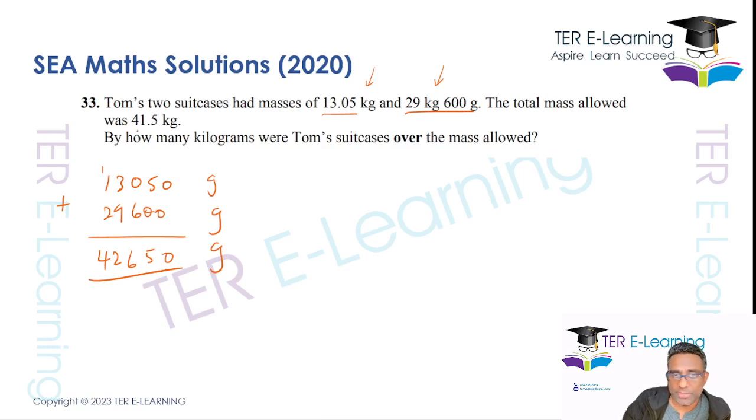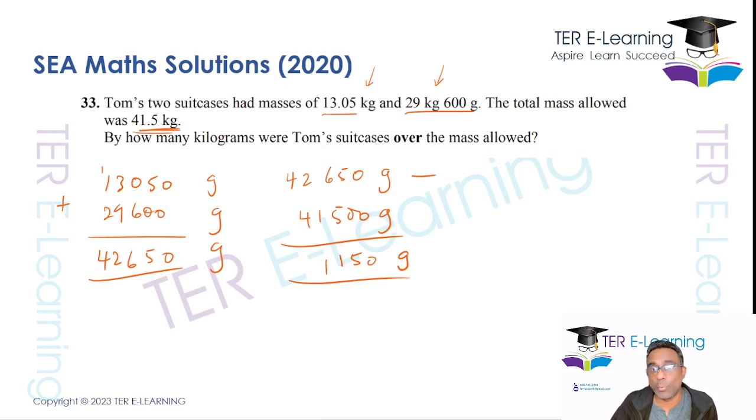Now, the next thing they want to know, the total allowed mass is 41.5. So that is, again, you're going to multiply this by 1,000. So that's this. And now we're going to subtract, well, actually, no, hold on. We actually overweight here. So we're going to take Tom's weight of his 2 suitcases. So that's 42,650 grams minus the 41,500 grams, right? So 0 minus 0, 0, 5, 6 take away 5 is 1, 2 take away 1 is 1, right? So this is how much he is overweight by.